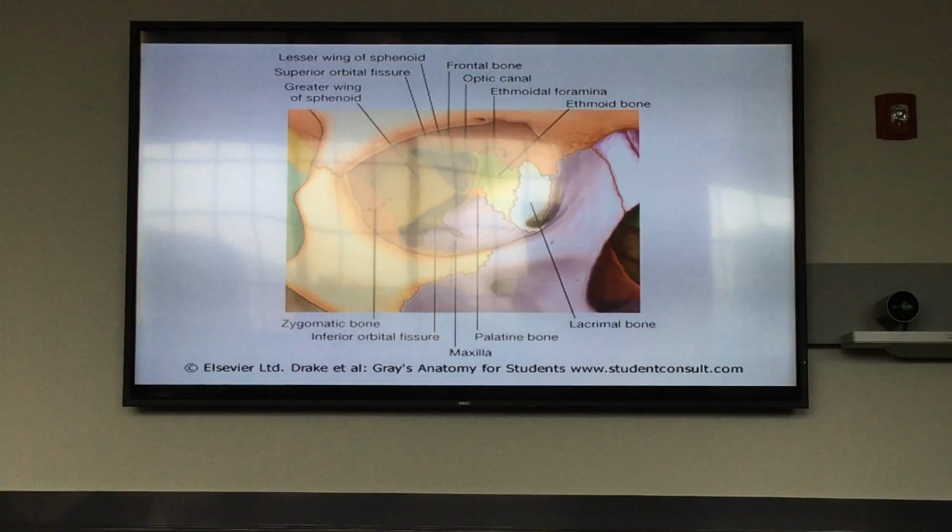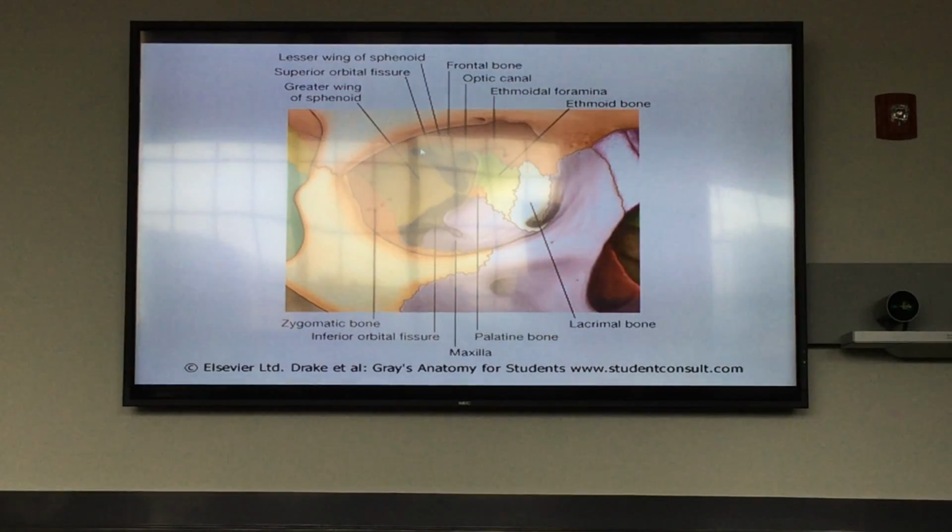Now medially, you've got some crazy things going on here. For example, you have the portion of your maxilla right here that's around the distal edge of the orbit itself. You have a lacrimal bone located here. And then you've got this ethmoid bone and a small contribution of the palatine bone that you can barely see in the background.